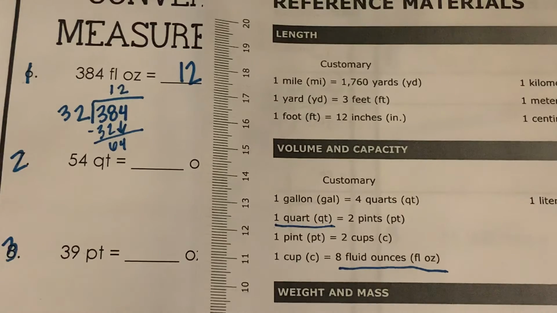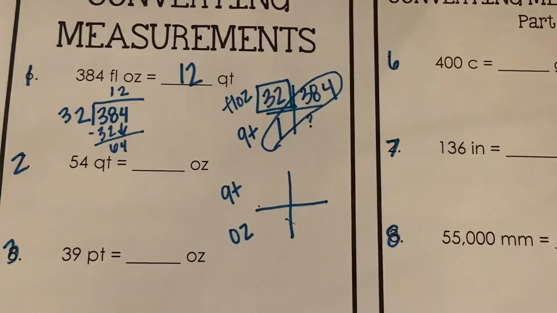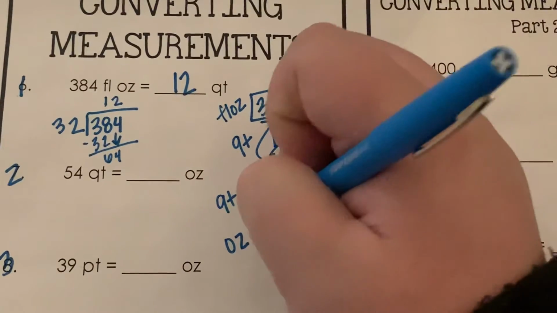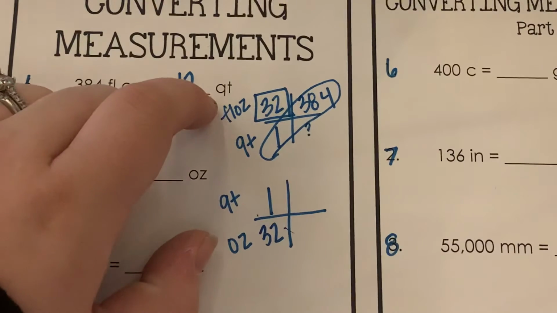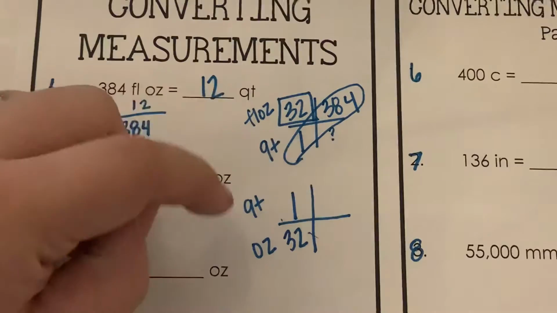So when we multiply ounces up, how many ounces are in 1 quart? 32. So we go back to our chart. Is the 32 the ounces or the quarts? The ounces. And the quarts will be 1. Do you see how it's flipped from when we did it the first time? That's okay because our labels are flipped.